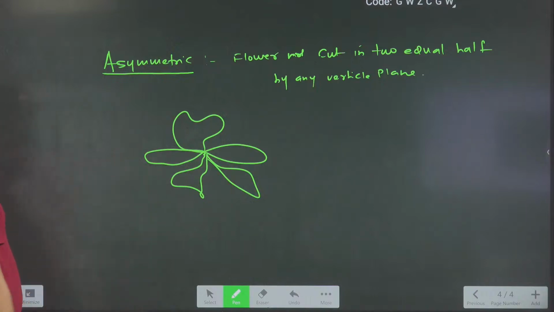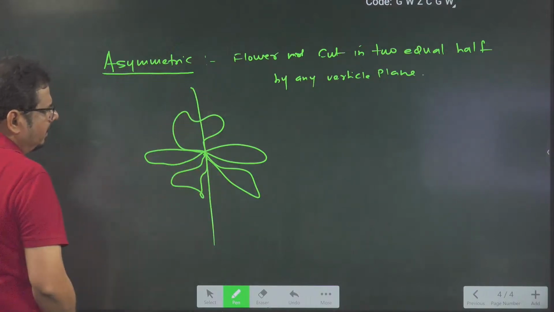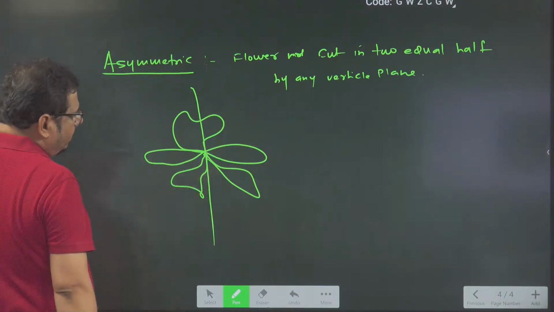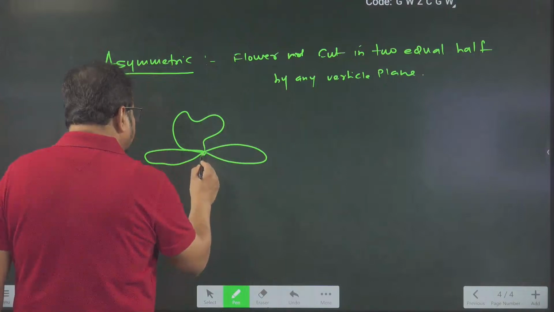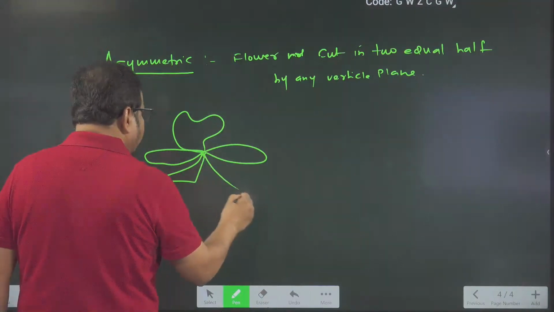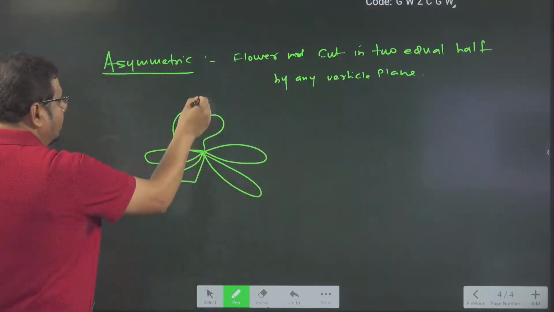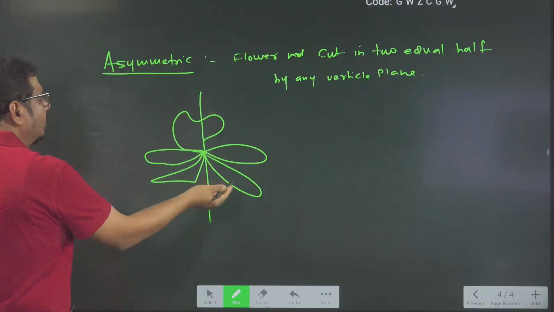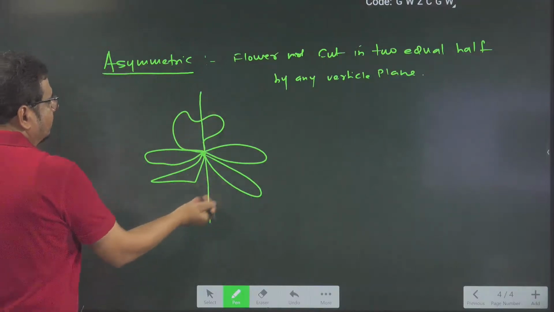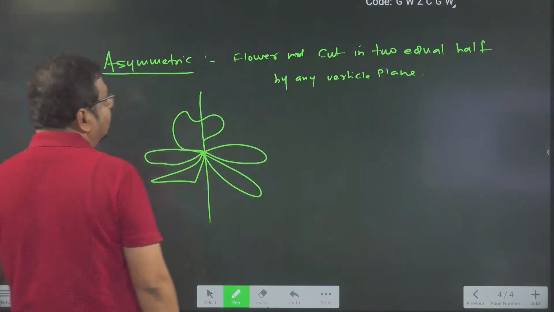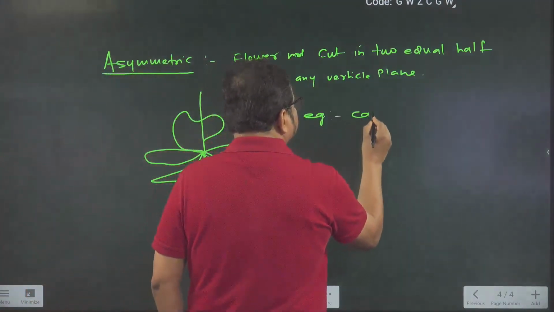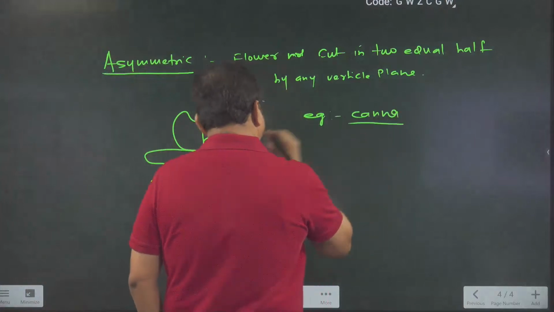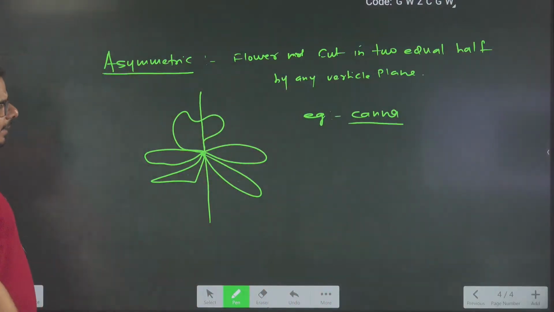Can we cut into two equal halves by any plane? Any vertical, I am making a vertical plane. Is it divided into two equal parts? Got the idea? You just make one as this, another as this. It becomes more clear. Now you try to cut it, it will not be cut into two equal halves. This one and this one are different. Getting the idea? So that type of example is which one? Asymmetric. Example is canna. So symmetry is over.